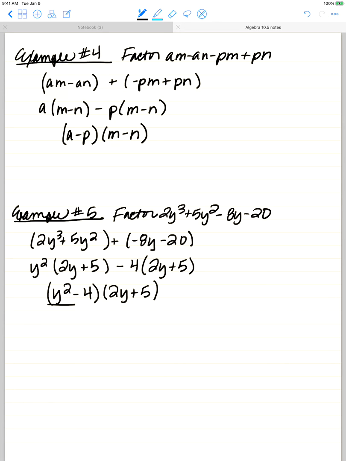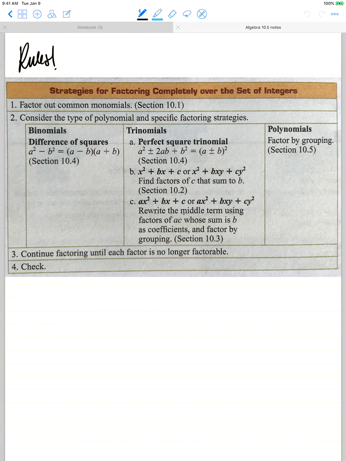I am not done factoring because here I have a difference of squares. Y squared is a perfect square, 4 is a perfect square. So that is y minus 2 times y plus 2 times 2y plus 5. And now I am all done. Here are the rules, okay? I would recommend you having this sheet of rules and skimming over it constantly and memorizing what's happening here.